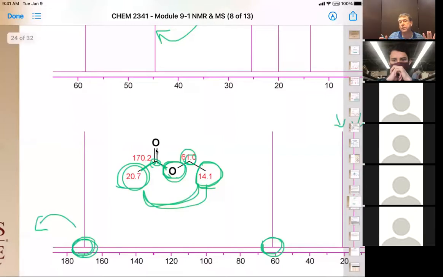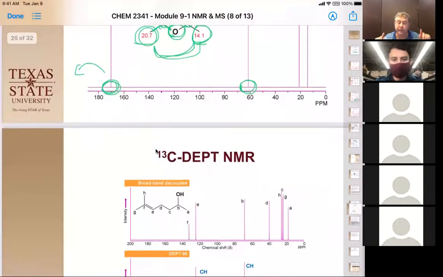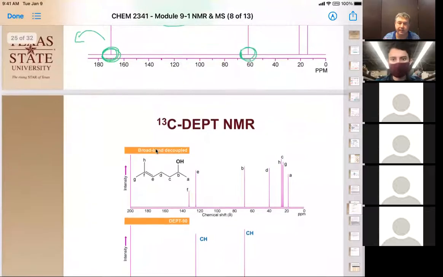All right, questions on the fact that we only have to have 2 things? We have to have shift and we have to have unique carbons. Okay, we're going to get a little more experience on that on Friday too.